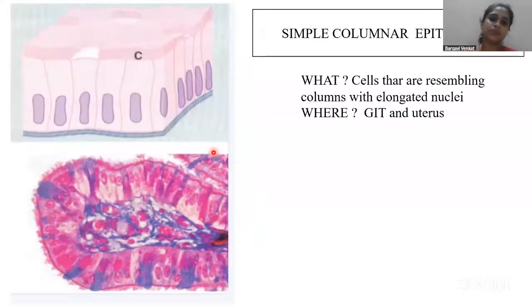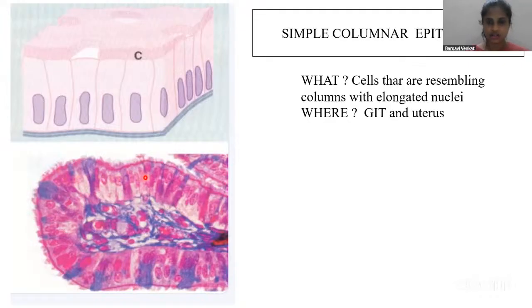Talking about your simple columnar epithelium, it is the same single layer of cells, but the height of the cell is going to be more than the cell width. The cells are column shaped, resembling columns, with elongated nuclei. They are basically seen in the GIT, that is the gastrointestinal tract, and the uterus. This is your microscopic image. You can see the columnar cells here. This is a cell outline, and these are your nuclei.